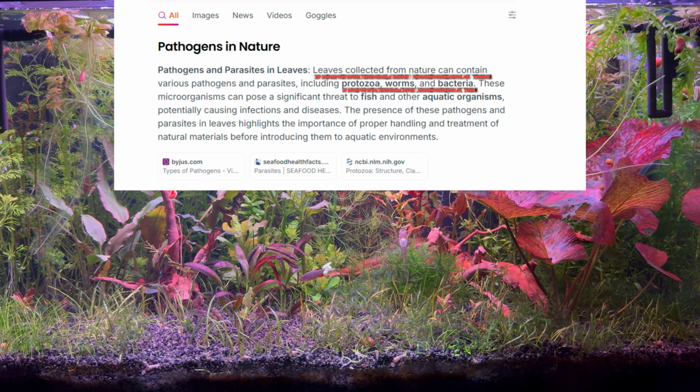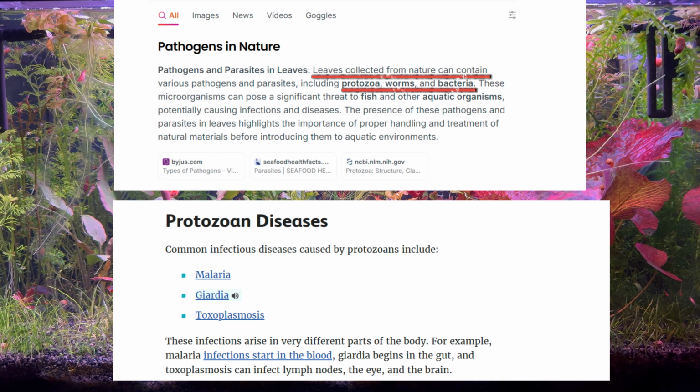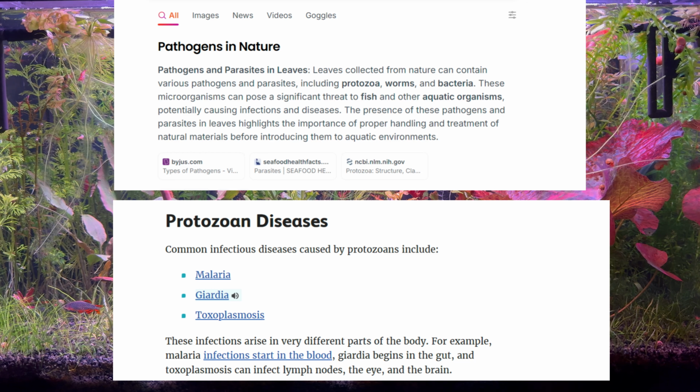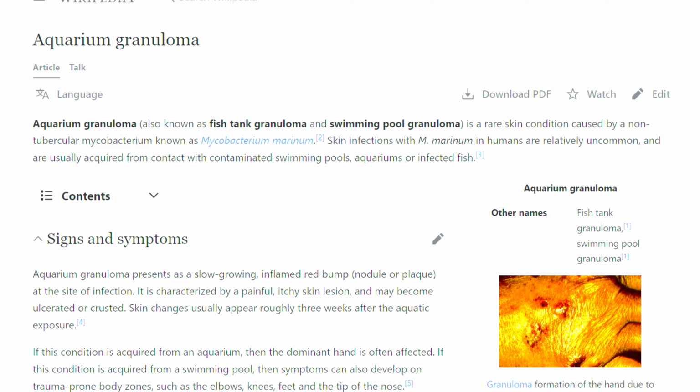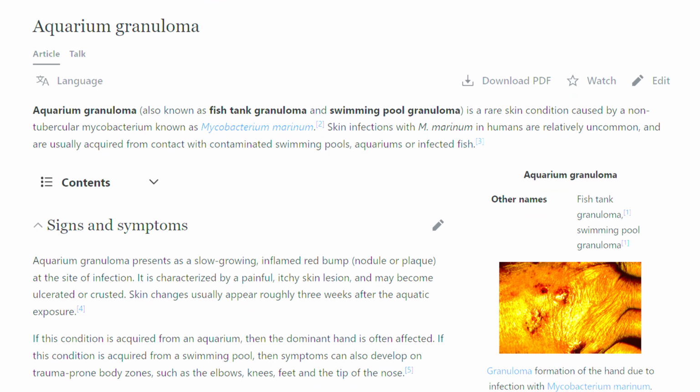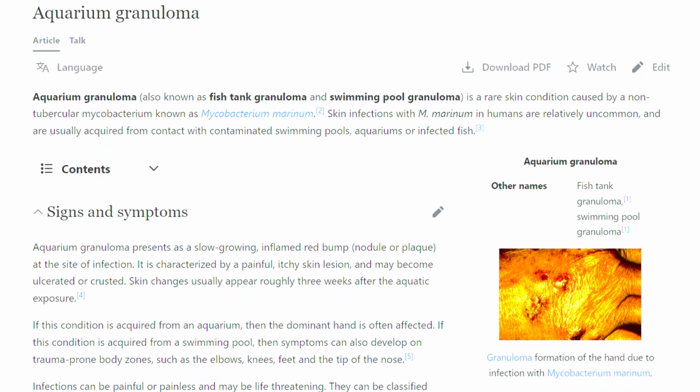But these can also be transmitted to humans. Common infectious diseases caused by protozoans include malaria, giardia, toxoplasmosis. If you haven't heard of these, you should know that they are very dangerous to humans, and your aquarium can become a reservoir of pathogens and parasites that are very dangerous to humans. You may be thinking that something like this could never happen to you, but it happened to others.